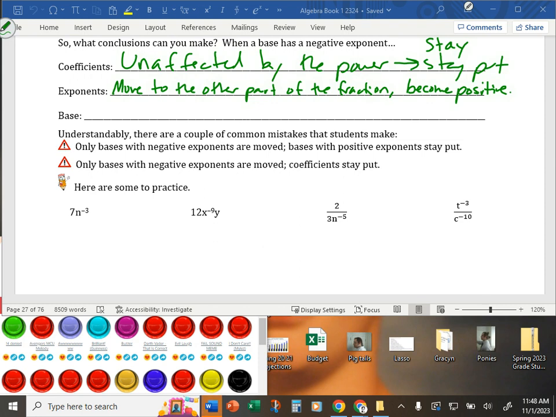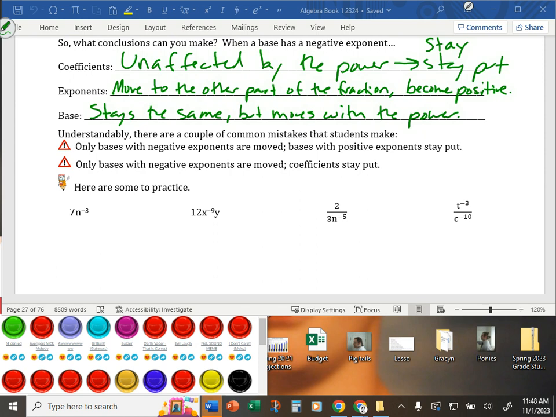Okay? And then the base stays the same. Notice I didn't say it stays put. The base stays the same. It doesn't change, doesn't become negative, okay? But it moves with the power, but it does not become negative. That's the biggest mistake that folks probably make, is they make their answer negative when it shouldn't be.